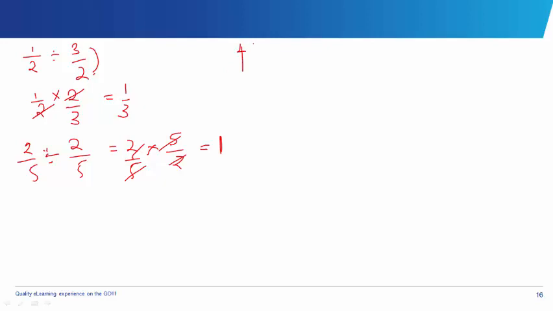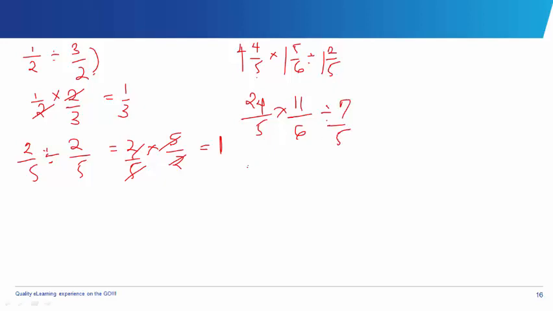4 whole number 4 over 5 times 1 whole number 5 over 6 divided by 1 whole number 2 over 5. To solve this, we'll first convert all the numbers to improper fractions. So 5 times 4 is 20, 20 plus 4 will give us 24 over 5 times 6 times 1, 6, 6 plus 5 will give us 11 over 6. Then divided by 5 times 1, 5, 5 plus 2 is 7, so that's 7 over 5. So we'll have 24 over 5 times 11 over 6, then times 5 over 7.